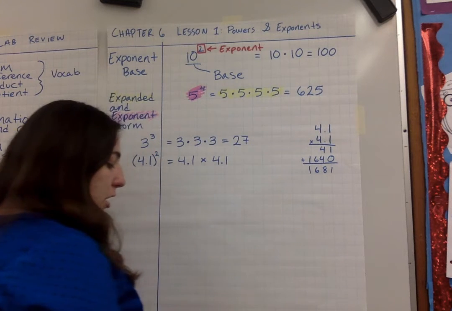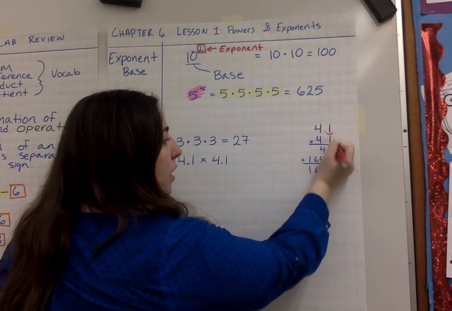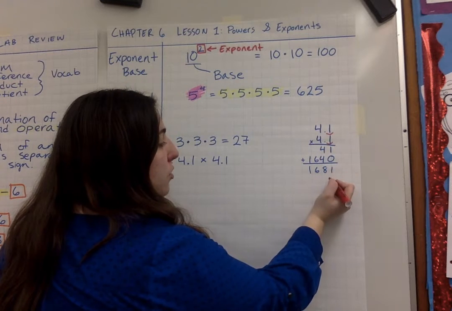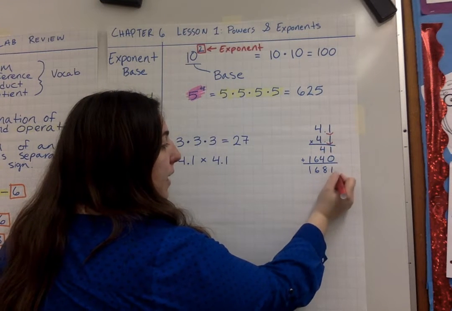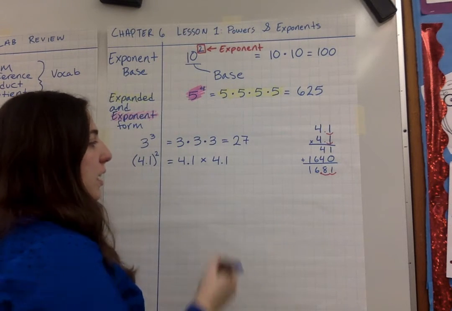Okay, and then I'm going to add my decimal back in. So I'm going to count how many jumps I have. I have 1, 2, I have 2 jumps. So I'm going to add that back in: 1, 2. So my answer is 16.81.